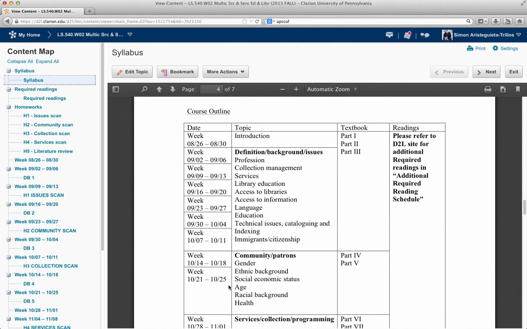access to libraries and access to information, two different things, and we will see why. Language barriers, education, that's also an aspect of diversity. Technical issues such as cataloging and indexing. This is very interesting, and there is one required reading that I think you're going to enjoy in terms of cataloging and indexing, and the Library of Congress subject headings.